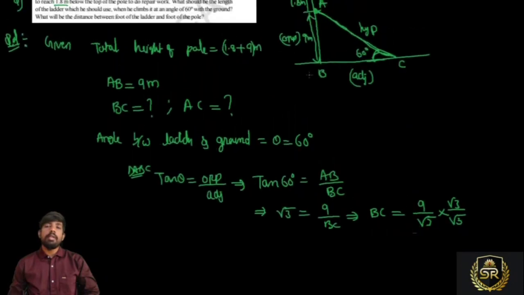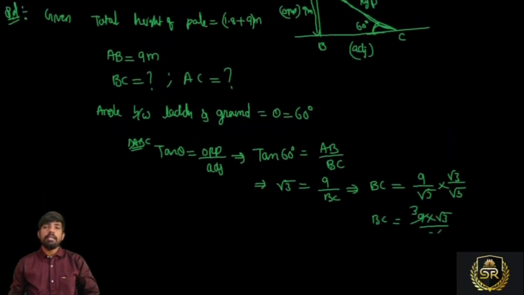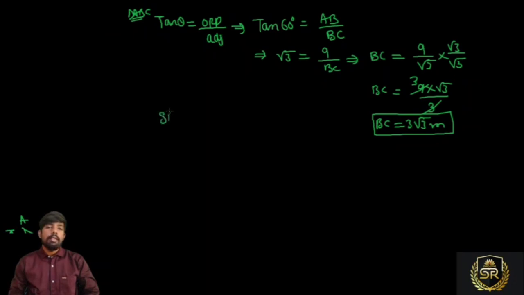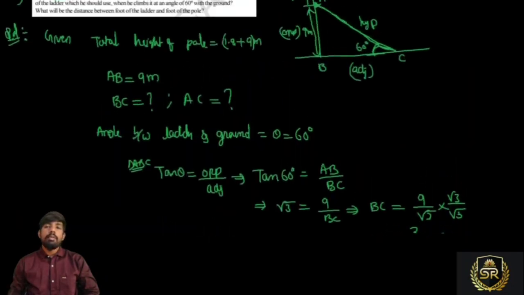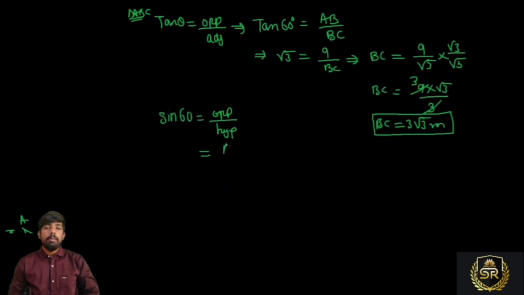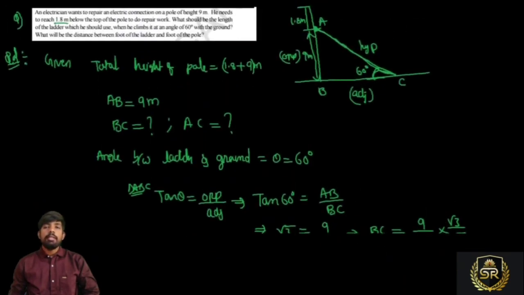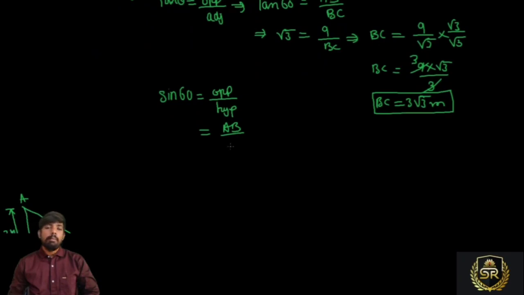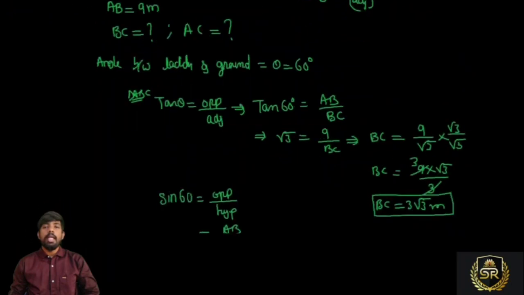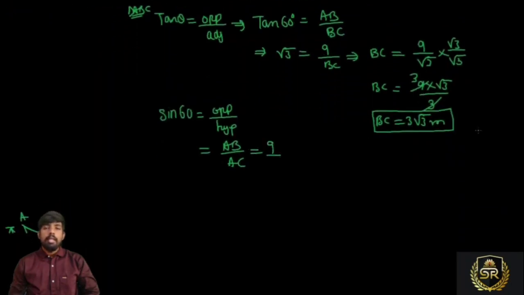Now we have BC. Next, this is opposite and this is hypotenuse. What should I use in order to find the hypotenuse? Use sine. Sine 60 degrees is equal to opposite by hypotenuse. Opposite is AB, and hypotenuse is AC. We know AB is 9, and AC we don't know. Sine 60 degrees.